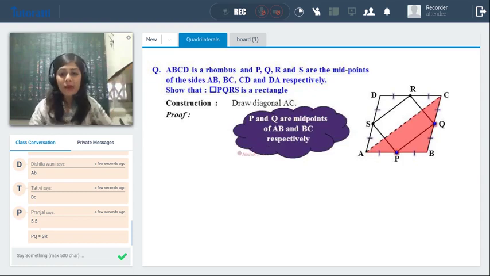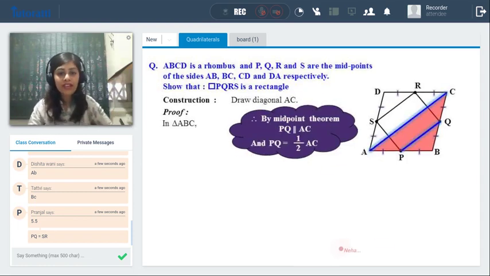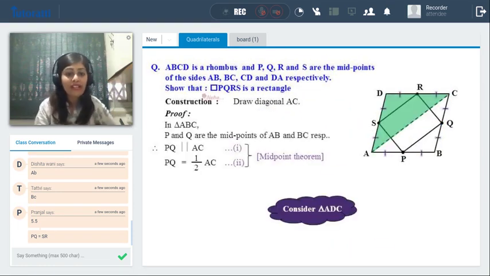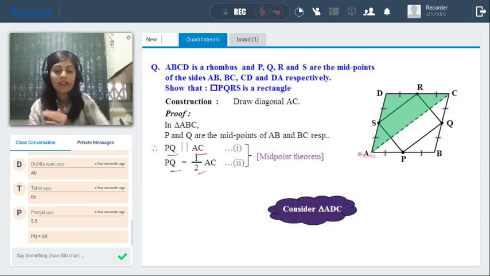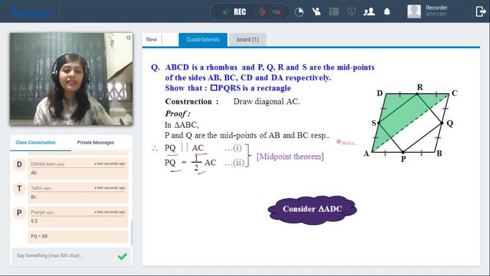Now what do we have? P and Q as the midpoints of AB and BC. We have already achieved this result: PQ is parallel to AC, PQ is half of AC. Similarly, students, in this green triangle, in triangle ADC, can we apply the midpoint theorem? Quickly, I want you all to apply the midpoint theorem in triangle ADC and give me what we will obtain from this triangle.